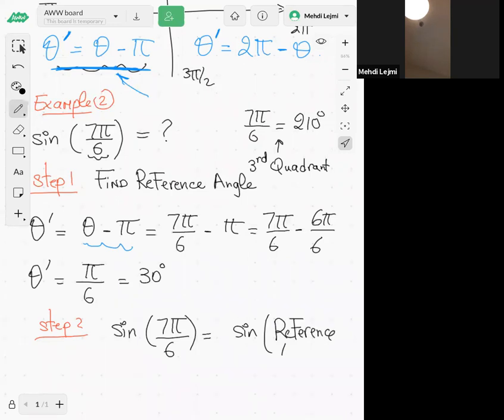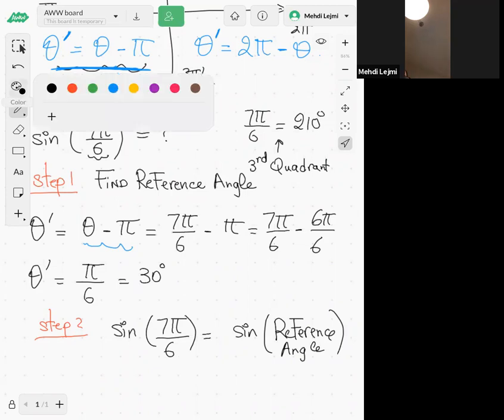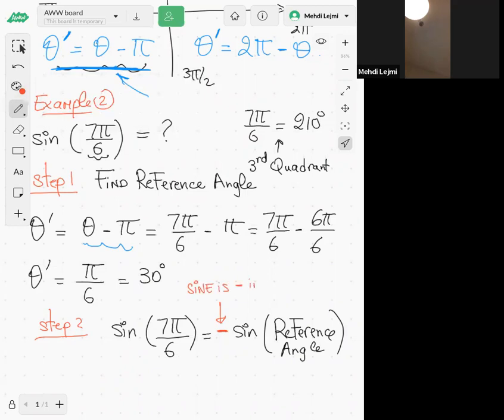Reference angle. Okay, but then you have to adjust the sign, guys. So we are in the third quadrant, and in the third quadrant, sine is negative. So here we need a minus because sine is negative in the third quadrant. So that will be equal to minus sine. What's my reference angle? My reference angle is pi over 6 or 30 degrees.